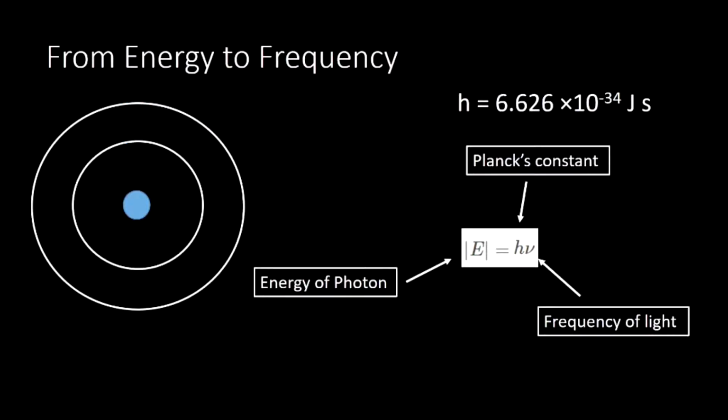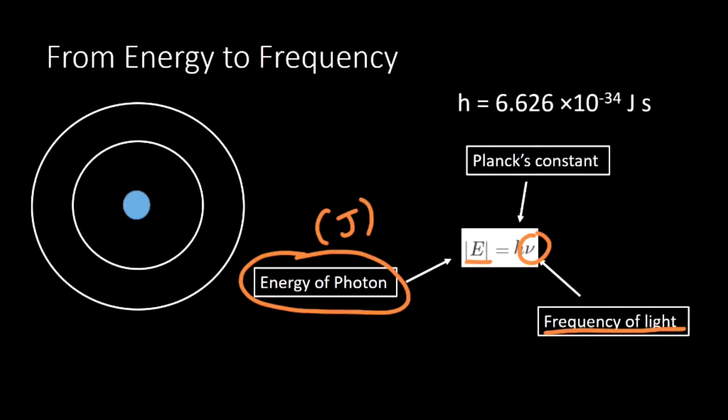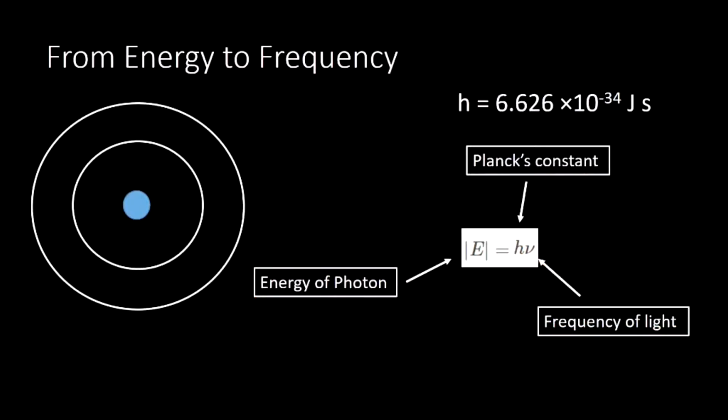This equation we last saw in the photoelectric effect, and it relates E, that is the energy of the photon, which is always in joules, to the frequency of the light. That's that Greek letter nu that looks a little strange, and it tells us the frequency of light, which remember is how often we see a peak. The last thing we see in this equation is Planck's constant.